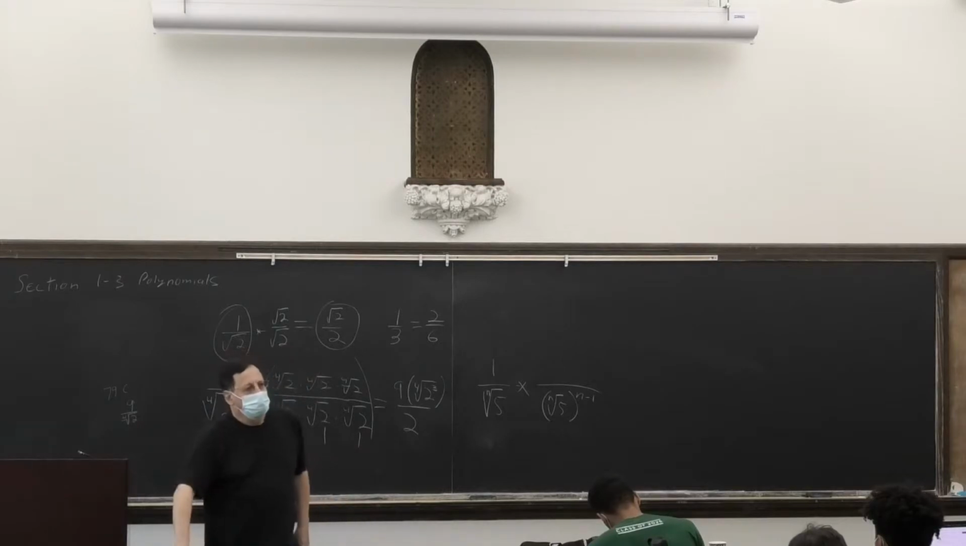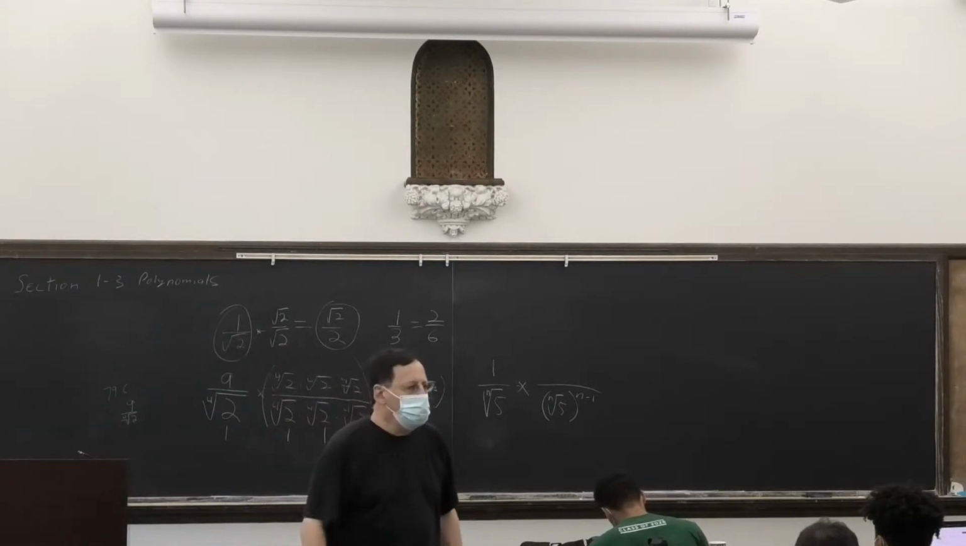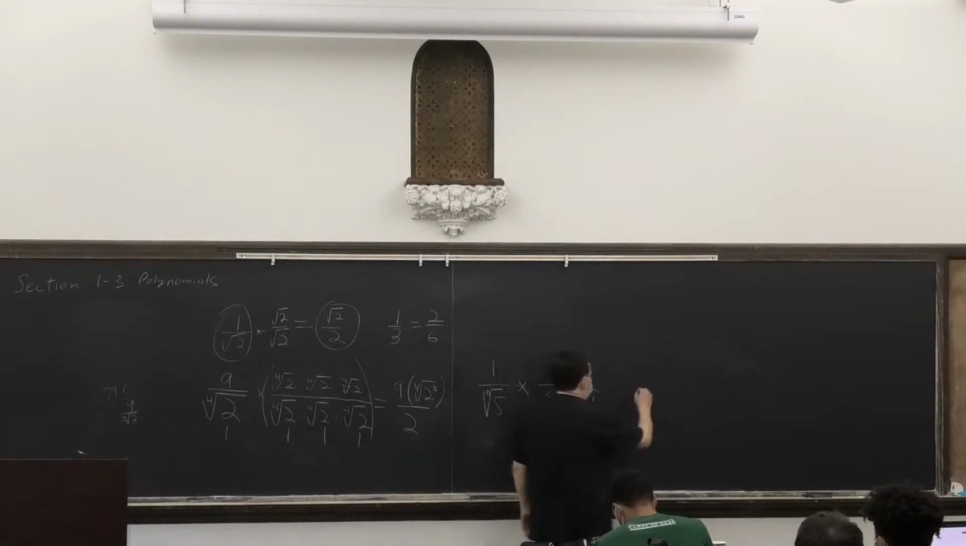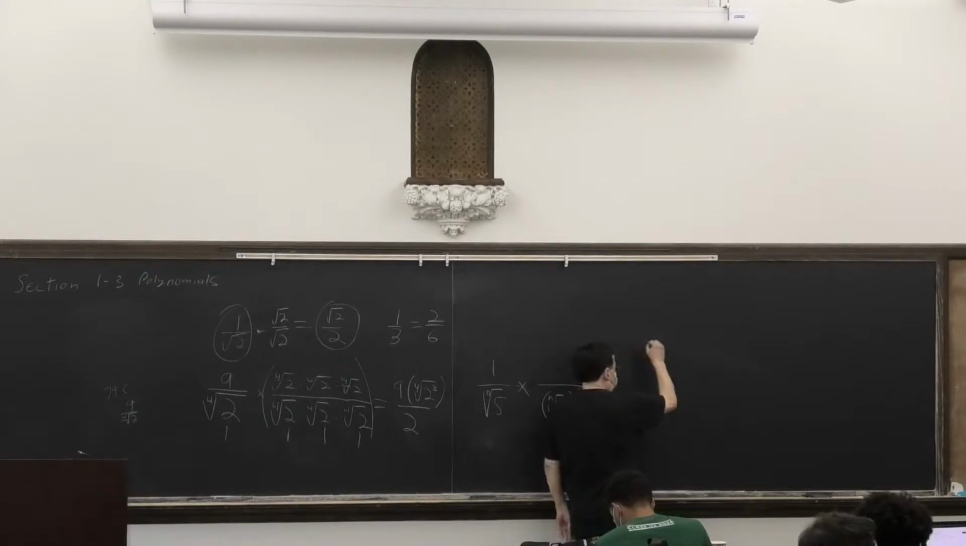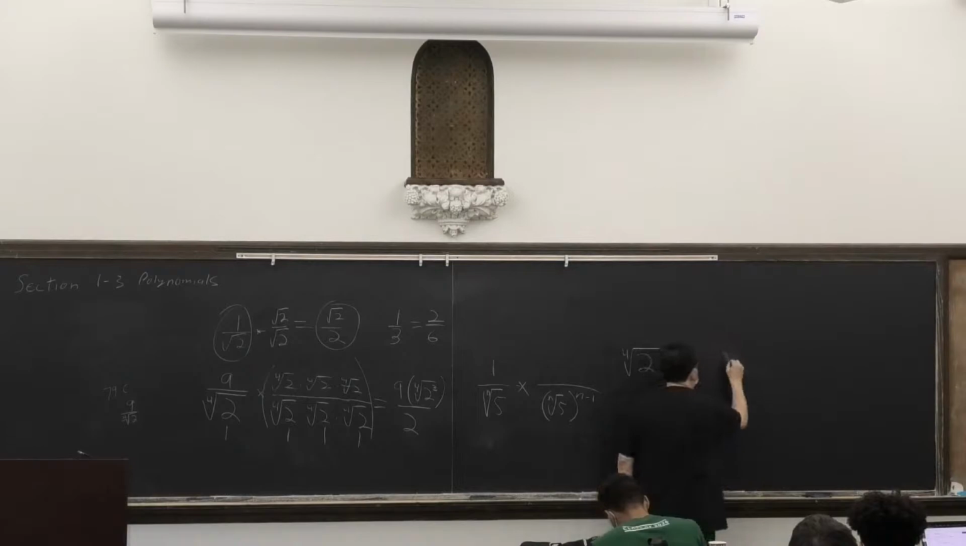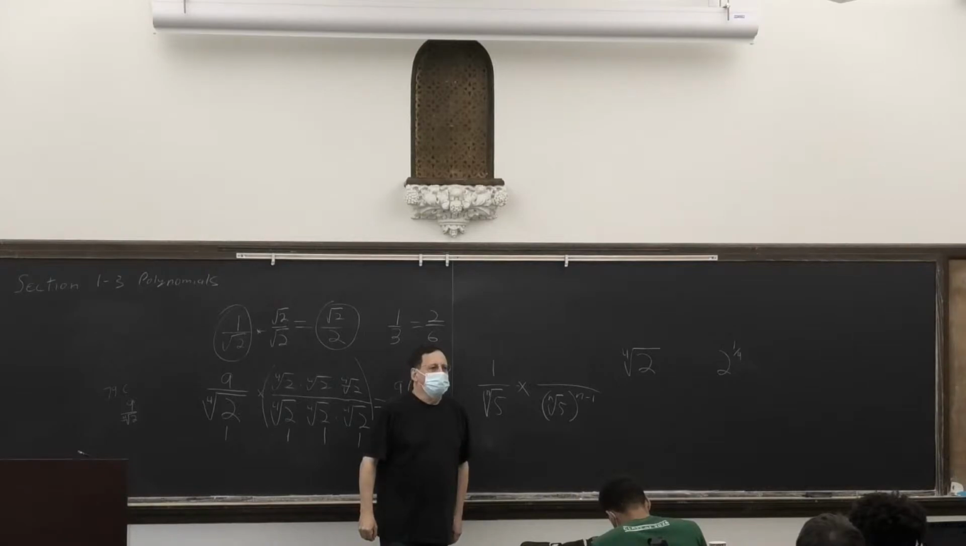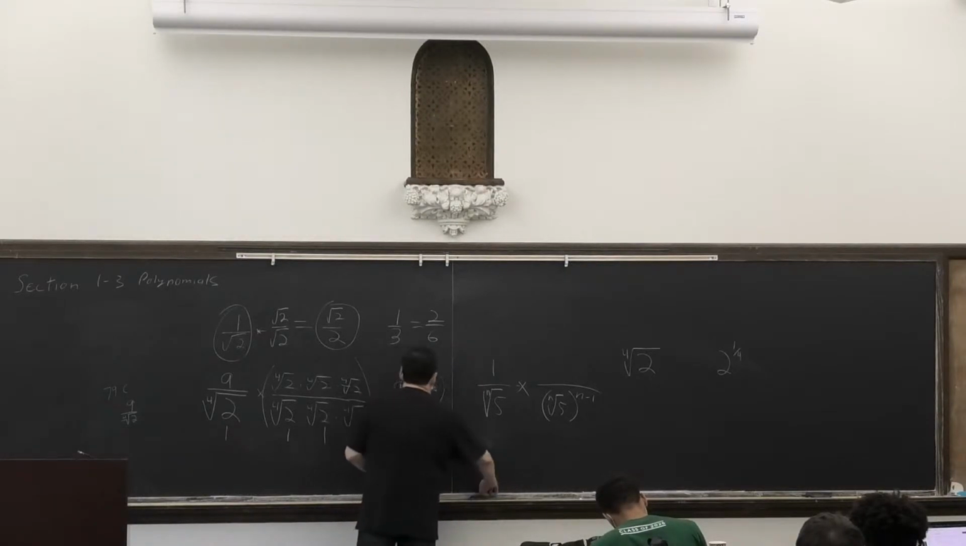Yes? Couldn't you also turn the 4th root of 2 into 2 to the power of 1/4? Can I say it again? Repeat. Can't you turn the 4th root of 2 into 2 to the power of 1/4? Yes, that's just another way of saying it. So would that be an acceptable answer? Over here, yes, you could write this as 2 to the 3/4, absolutely.